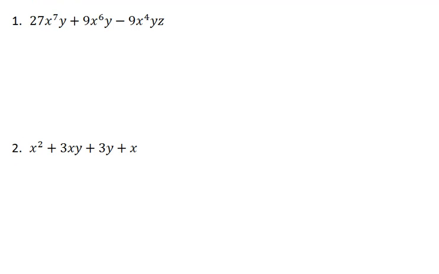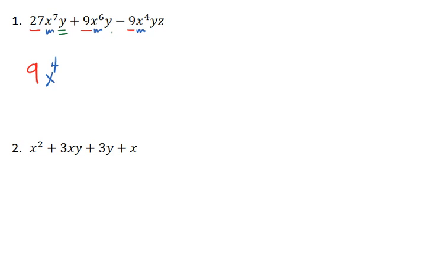In general, the first thing you want to do when you approach a factoring problem is look for a greatest common factor. In this first one, we see that we have 27, 9, and 9 as the coefficients. So we can factor out a 9 since 9 divides all three of those. We then find x to the 7th, x to the 6th, x to the 4th. So there's an x in every term, and we can factor out at least 4 of them. So we'll take out an x to the 4th.